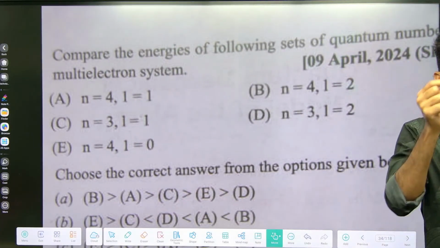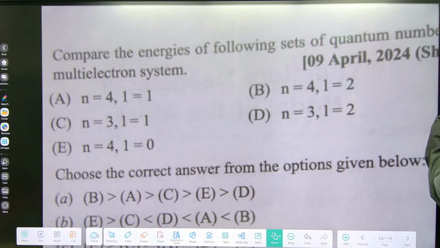See, in the question, if they mention single electron system, then only consider n value. If they won't mention any system, or they particularly mention multi-electron system, follow the n plus l rule. That rule is called the Bohr-Bury rule. What is that? n plus l rule is called the Bohr-Bury rule.